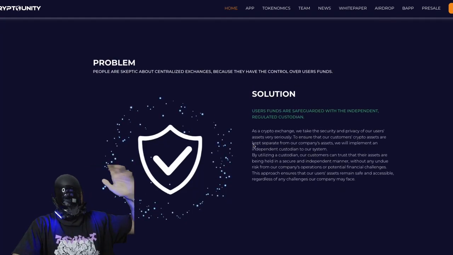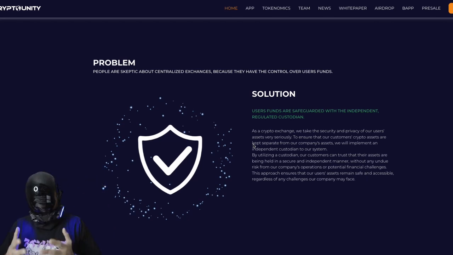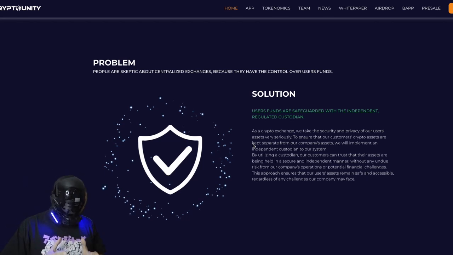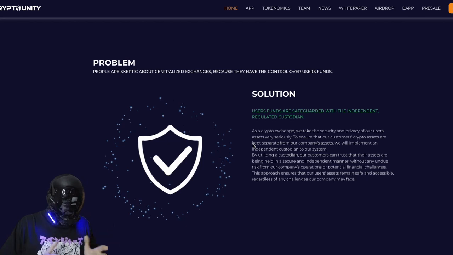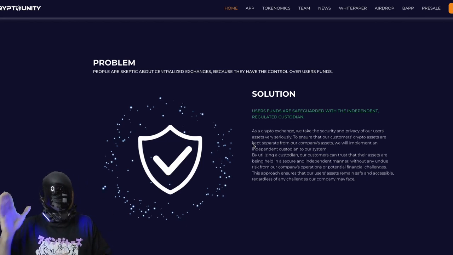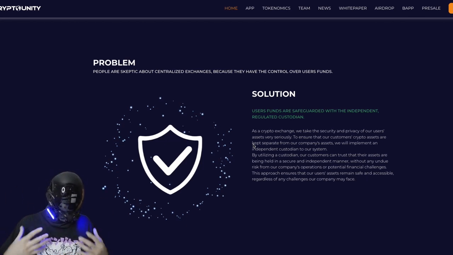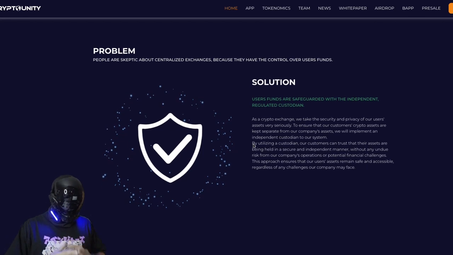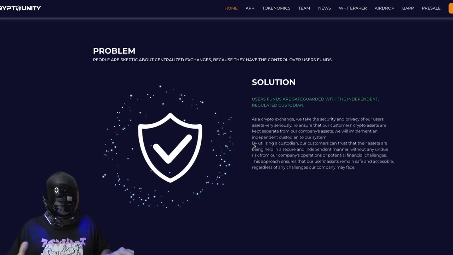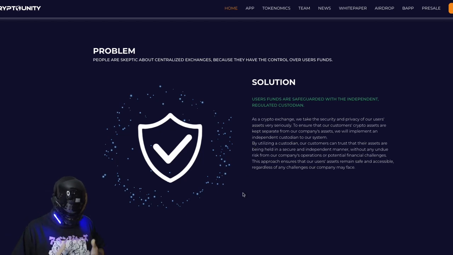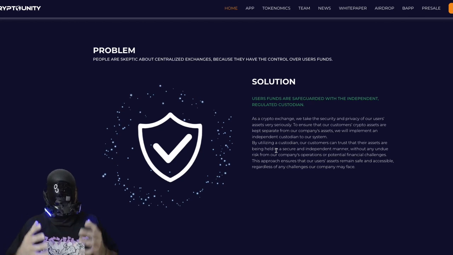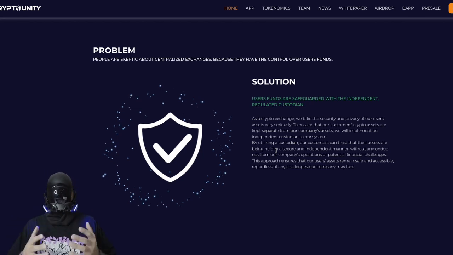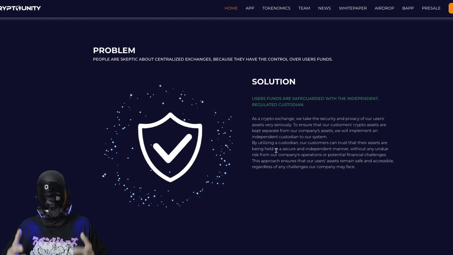What is CryptoUnity? Well, start with a little use case scenario here. Do you remember the FTX fiasco and everything that followed? All that bull. We have to blindly trust CEXs that they'll keep our assets safe. It shouldn't be like that. You know, this isn't the only CEX that failed due to managing users' funds. People are skeptical about centralized exchanges because they have control over user funds.